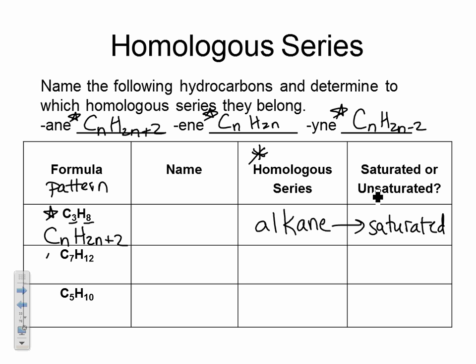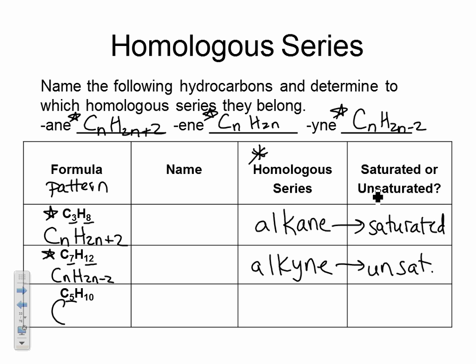So we'll look at the next one, the C7H12. Well, the n is 7 because there are 7 carbons. If I double that, that's 14. But then if you subtract 2, that's 12. So this fits the general pattern CnH2n-2, which, filling in the homologous series next, is the general pattern of an alkyne, which by definition is unsaturated. And the last one, C5H10, n is 5, so Cn, but then if you double it, you get 10, and that's all it is.